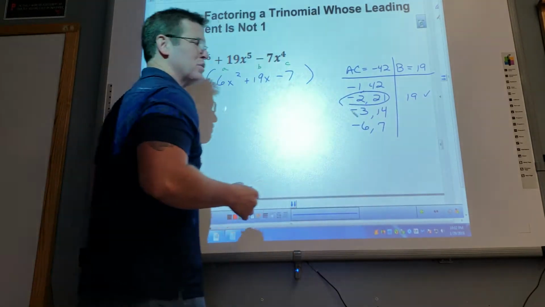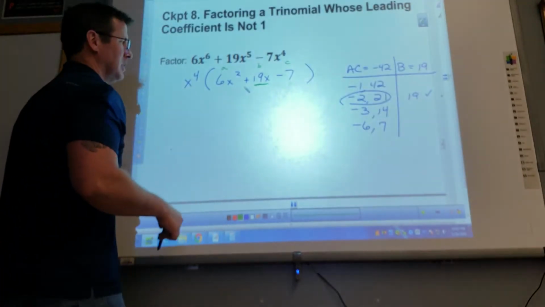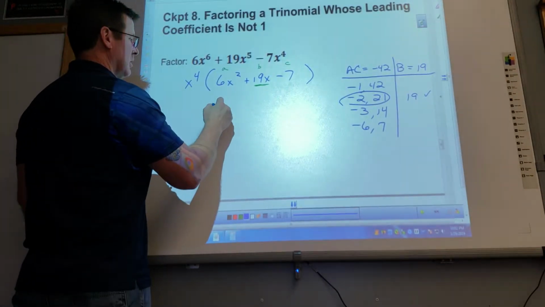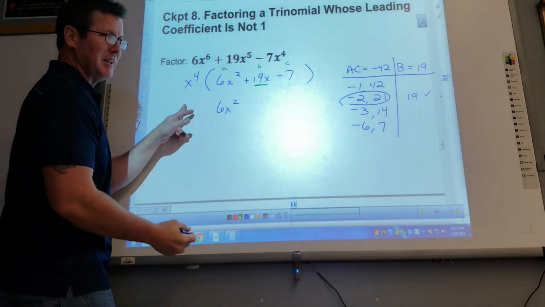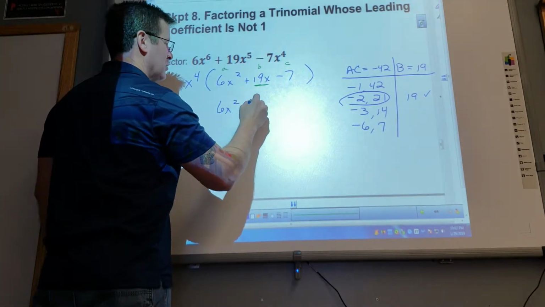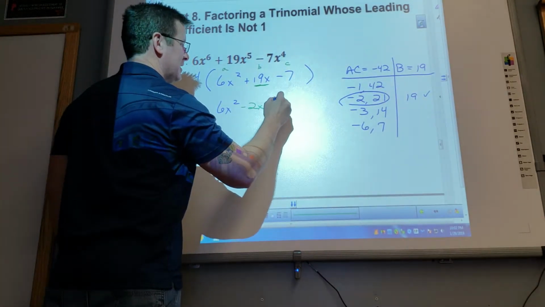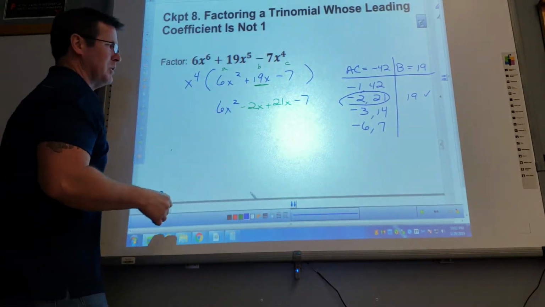So I'm going to use those 2 numbers to do what? Rewrite the B term. So what am I going to do? I'm not going to forget about this x to the 4th. That's my friend. I still got to invite him back at the end, but for right now, we're going to leave him there. Use these 2 values to rewrite the B term. Color coding so we see what we're doing.